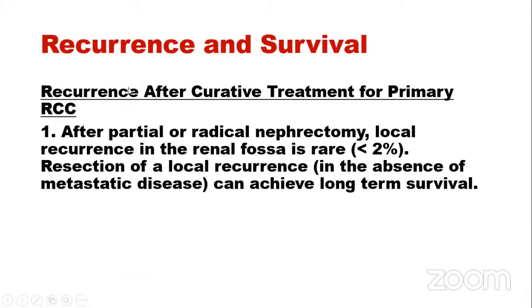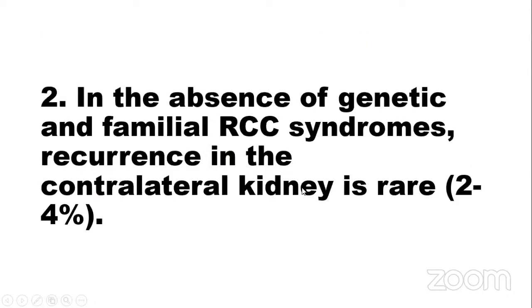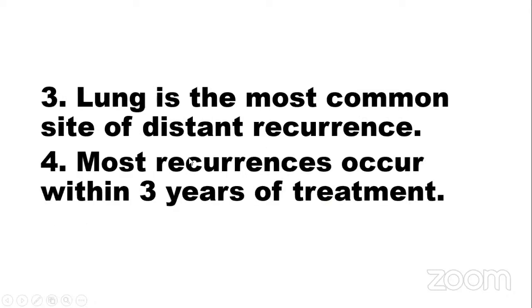Recurrence and survival. Recurrence after curative treatment for primary RCC, after partial or radical nephrectomy. Local recurrence in the renal fossa is rare, less than 2%. Resection of local recurrence in the absence of metastatic disease can achieve long-term survival. In the absence of genetic and familial RCC syndromes, recurrence in the contralateral kidney is rare, 2 to 4%.